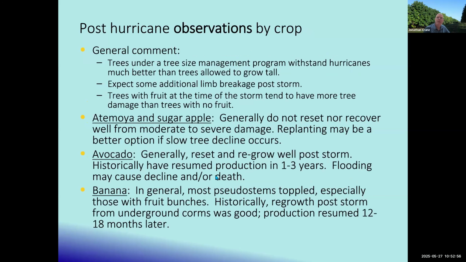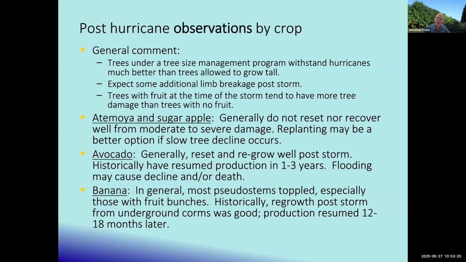Okay, observations by crop. We found that atemoyas and sugar apples generally did not reset or recover from moderate to severe damage. Their root systems seem to be quite brittle, and we found that replanting was a better option, because they just slowly declined over many, many months.